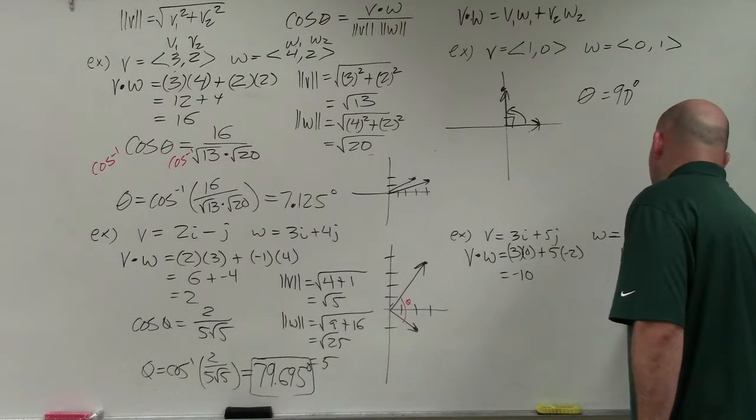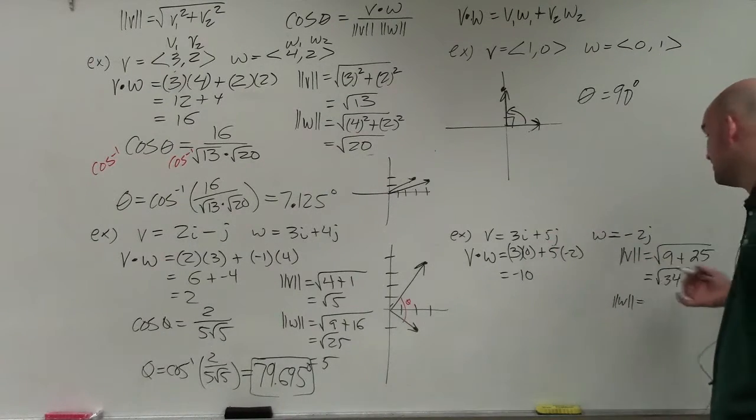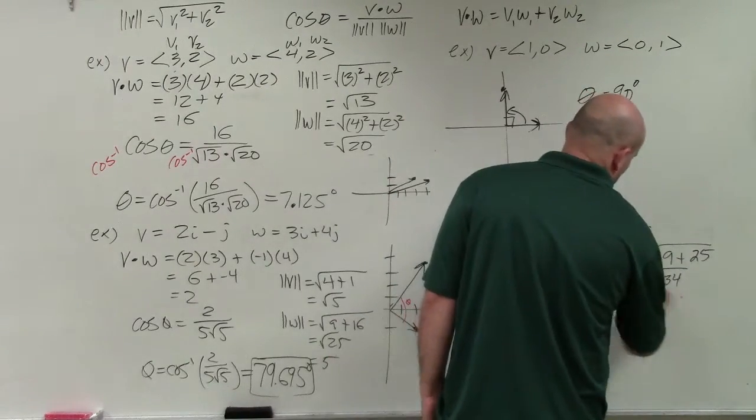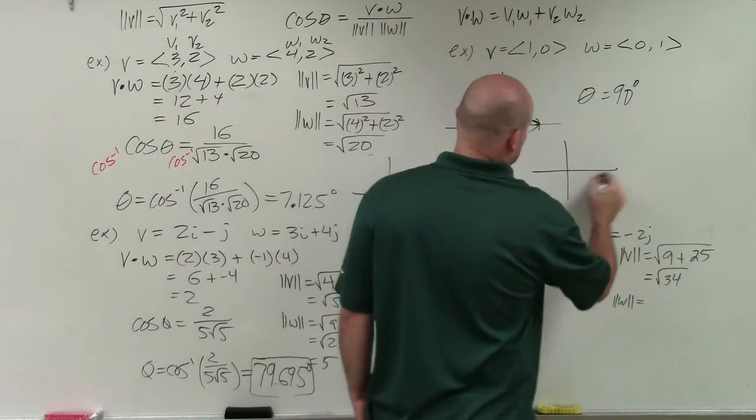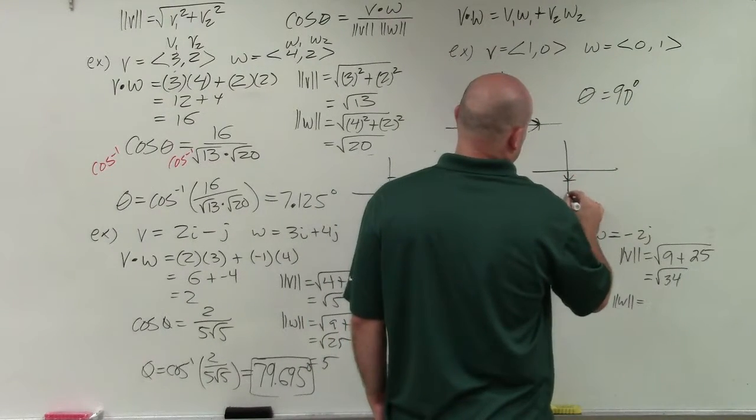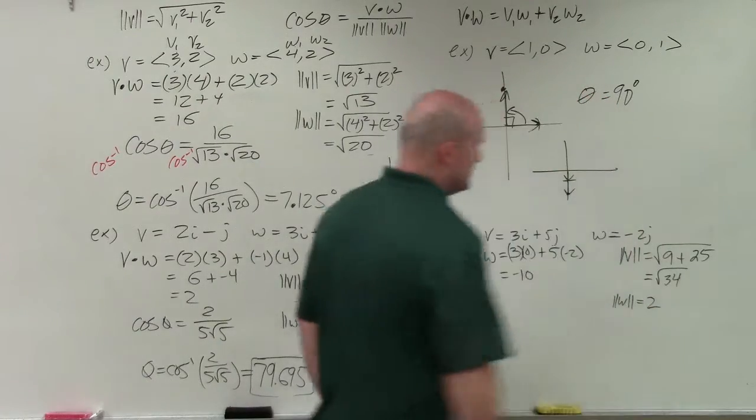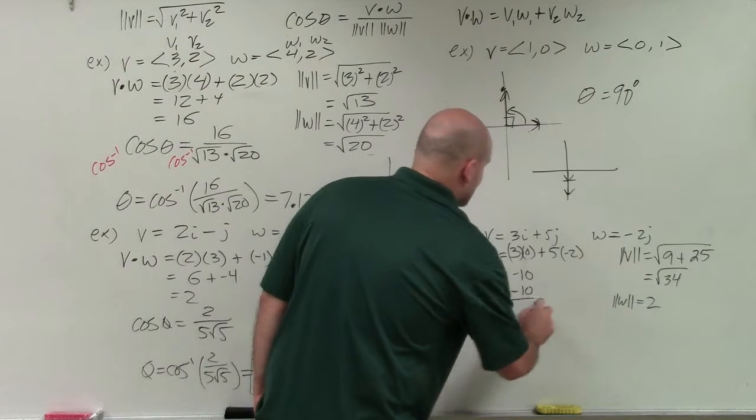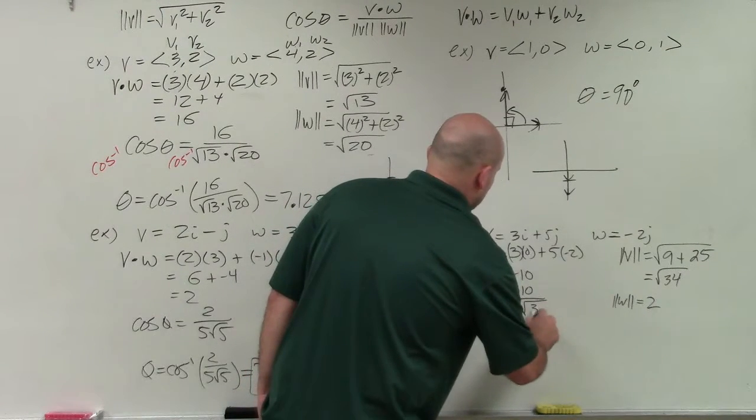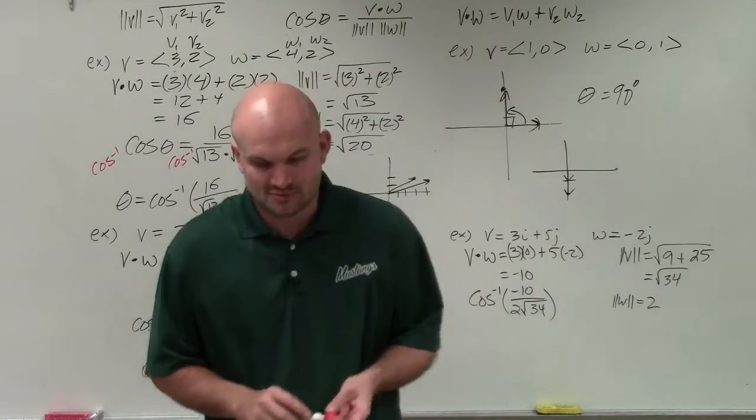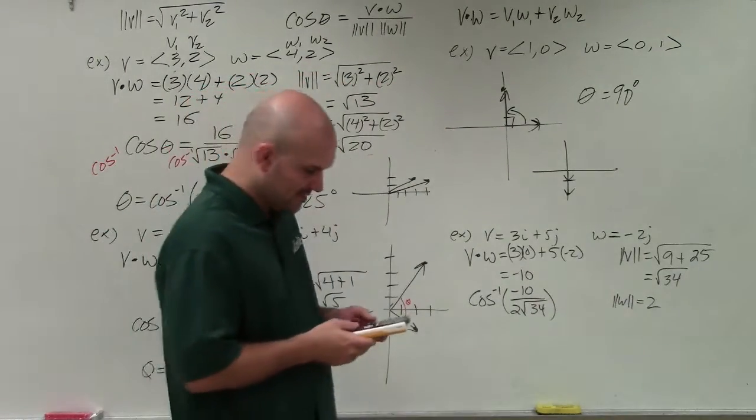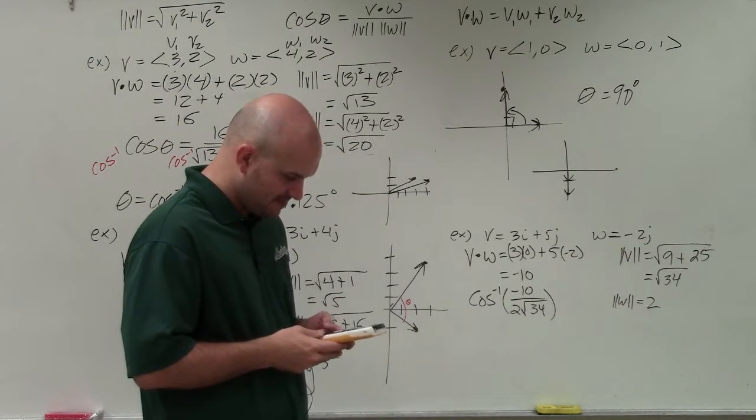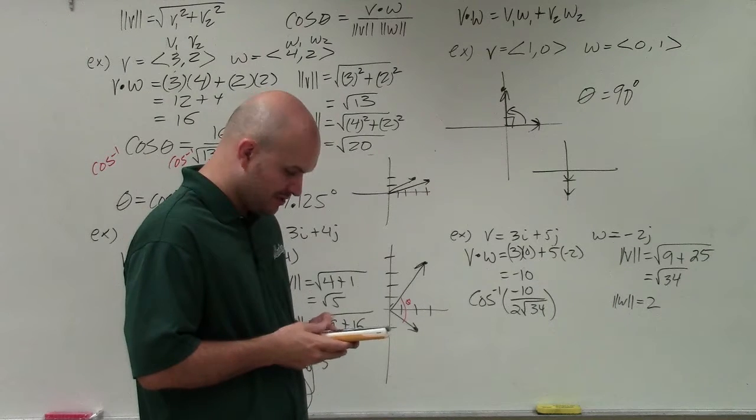Magnitude of w, I don't need to use the formula because there's only one component. Well, actually, I already know. If you just sketch -2j, there's 1j, there's 2j. So we know the magnitude is just 2, right? OK, so we plug this in our calculator. Cosine inverse of -10 divided by 2 square root of 34. And again, you could simplify if you like to, but since we're plugging into the calculator, it doesn't really matter. So I type in cosine inverse of -10 divided by 2 times the square root of 34.